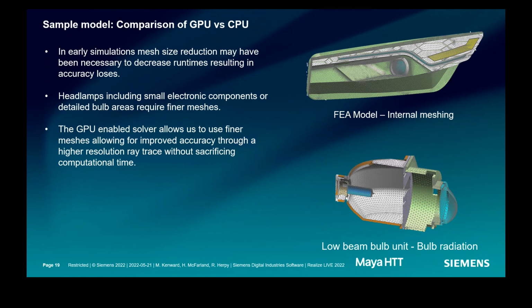With the advancement of headlamps and lighting today, there are smaller features and more components. So it's very critical to make sure our accurate shapes are included in the model to make sure that those ray traces and radiation are accurate. So this GPU has basically enabled us to maintain those finer mesh sizes while continuing with good accuracy, without sacrificing that computational time.